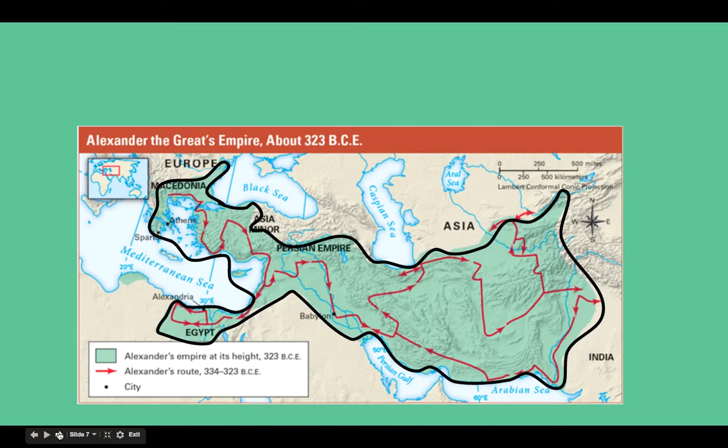So the outline there shows you the extent of Alexander the Great's empire, and then we see some of the big areas that he was able to conquer: parts of Asia Minor, which is now Turkey, the Persian Empire, which is a lot of the modern Middle Eastern countries, and then of course Egypt, and eventually he makes it all the way to northern India, where he eventually has to turn around.